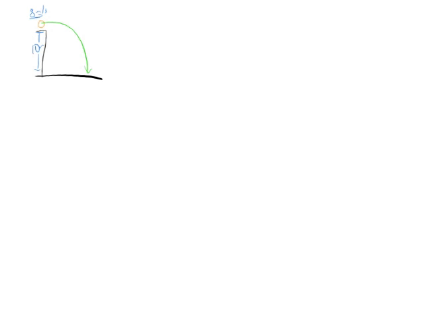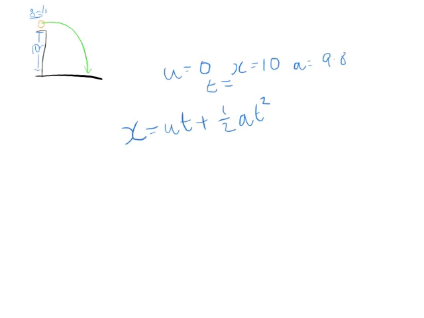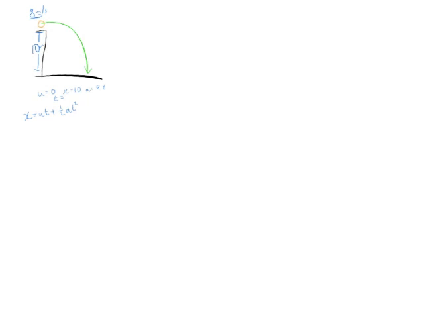So finding the time it takes to fall, what do we have? We have u, we know that to be 0 vertically. We know that the vertical height is 10 meters. We know that acceleration is 9.8 meters per second per second, and we're looking for t. So all that tells us to use x equals ut plus half at squared. So let's put some values into this formula.